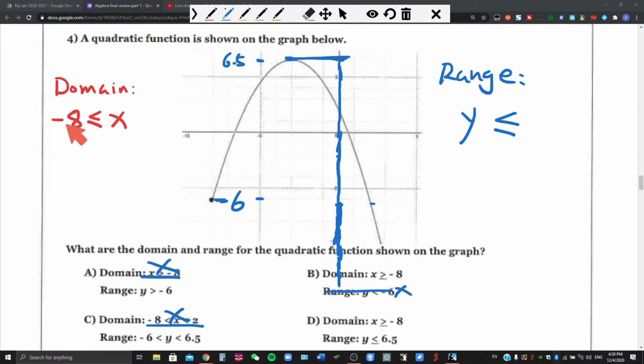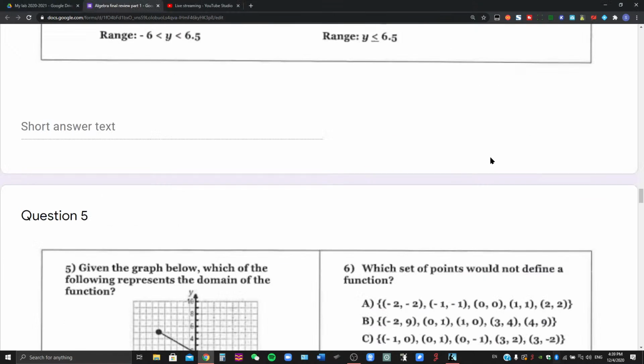X greater than or equal to negative 8, and Y is less than or equal to 6.5. We choose D by eliminating the other options, right? So the answer will be D. Okay, let's go on to question 5.